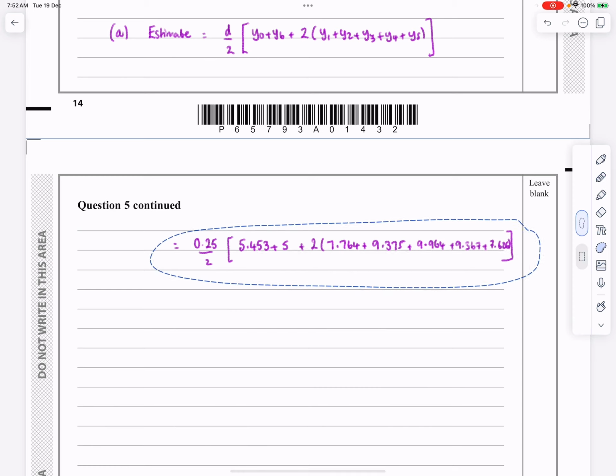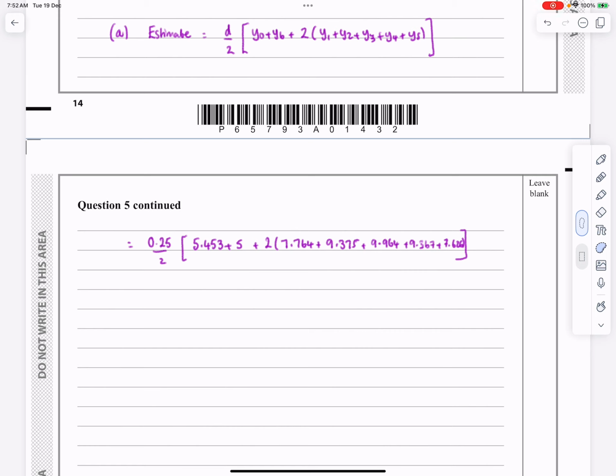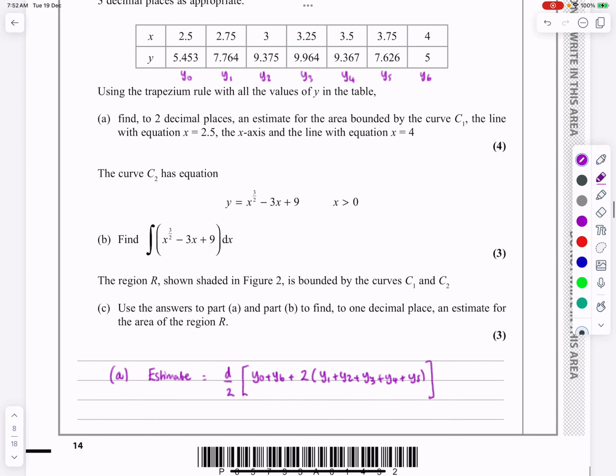Scoot that all over a bit. So it doesn't really matter what I've got written down there. What is absolutely vital is obviously when I now plug all these values into the calculator that I get the correct answer, which is 12.33. Go back and just check, it does say to 2 decimal places there, so 2 decimal places.